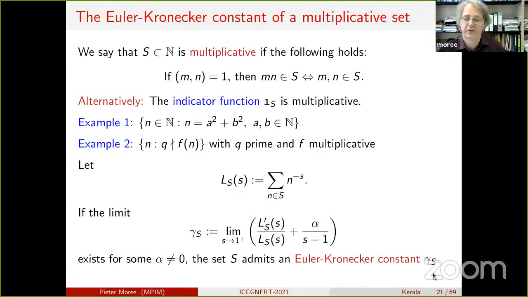And so the most general concept of Euler-Kronecker constant that I will be using here is the Euler-Kronecker constant of a multiplicative set. Maybe the easiest way to define this is in what I indicated here as an alternative way. If a set S of natural numbers has an indicator function, which is 1 if the number is in the set and 0 otherwise, and this indicator function is a multiplicative function, then I call my set multiplicative.